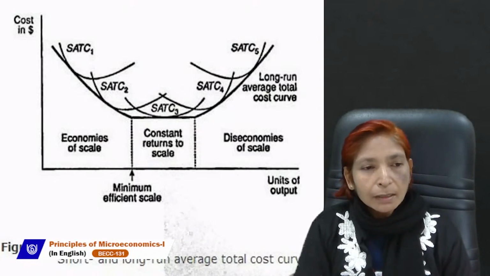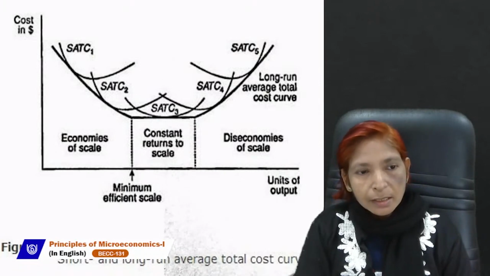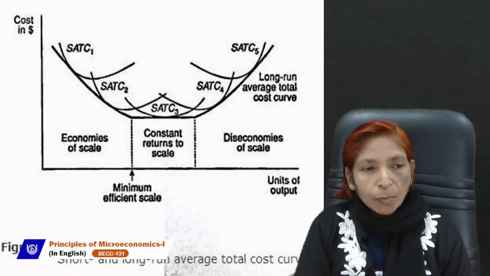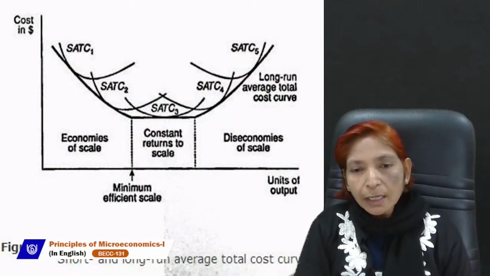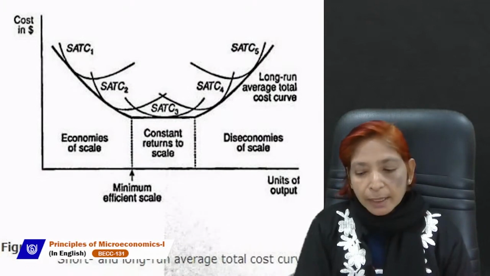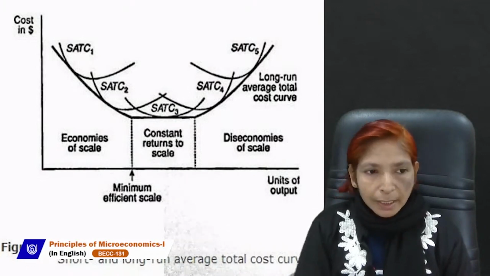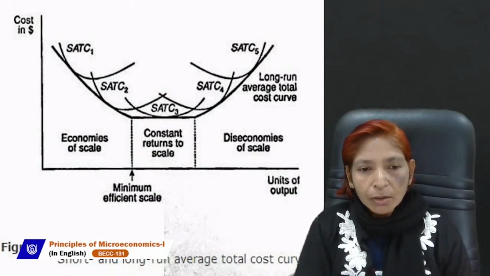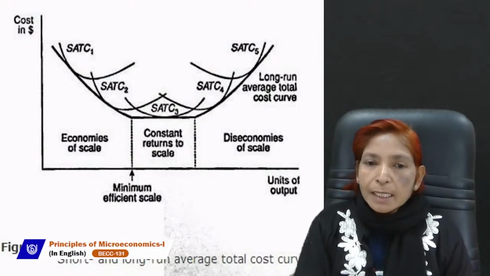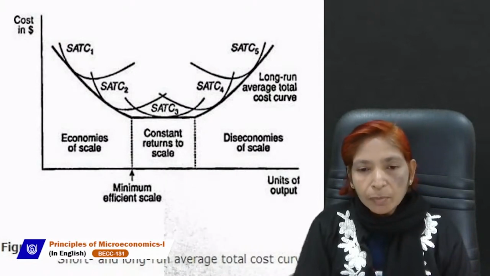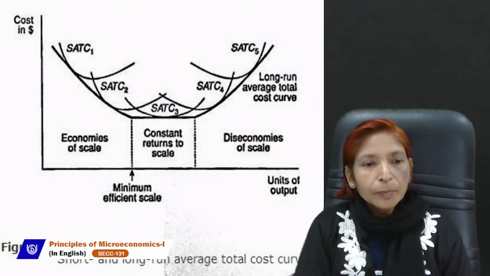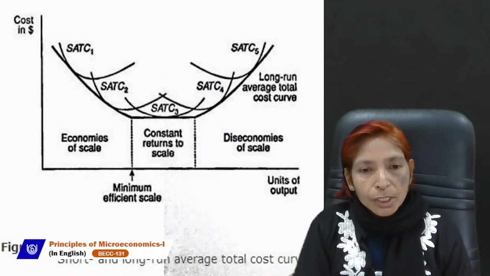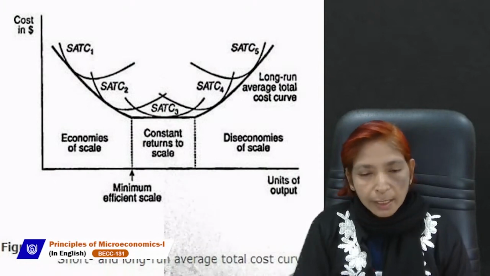And if we join all these SATC curves at their minimum points, we can derive the LAC curve, which shows that in the beginning, cost is decreasing. That's why economies of scale is applicable. In the second stage, where the cost is constant, constant returns to scale is applicable. And at last, the LAC curve is upward sloping, which shows that economies are falling, or diseconomies of scale have occurred. So the LAC curve is always U-shaped, but a flatter U-shape.